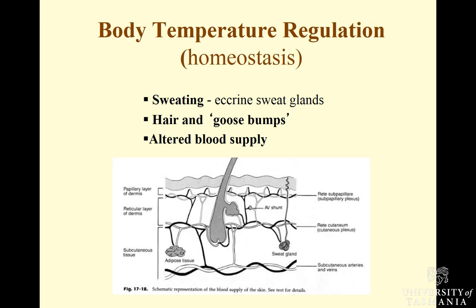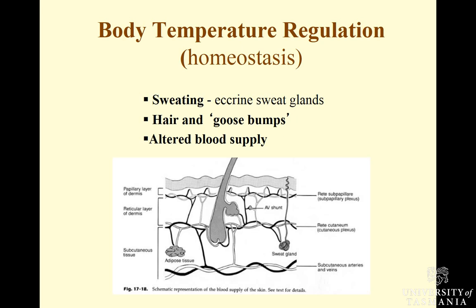Okay, so the erector pili muscle is contracting. It's pulling the hair up. The idea is that the hair then traps a layer of warm air near the surface and keeps that outer layer warm. So you often get goosebumps when you're cold. We also know that you get goosebumps when you get scared, so it's innervated by the autonomic nervous system as well.